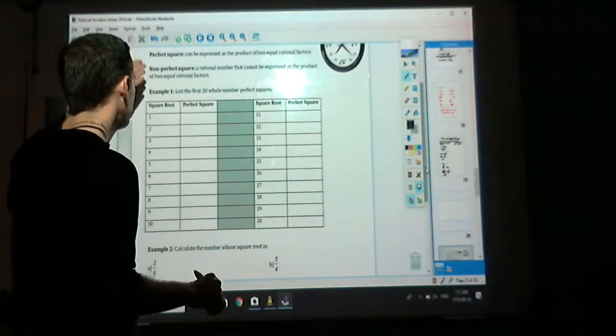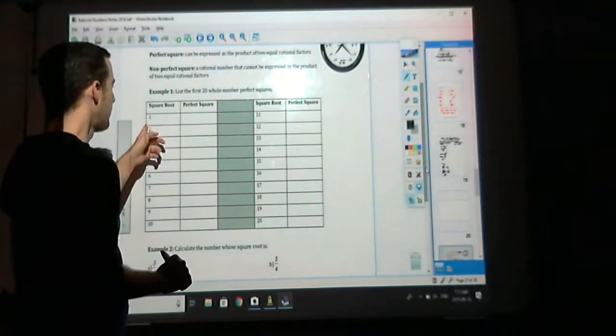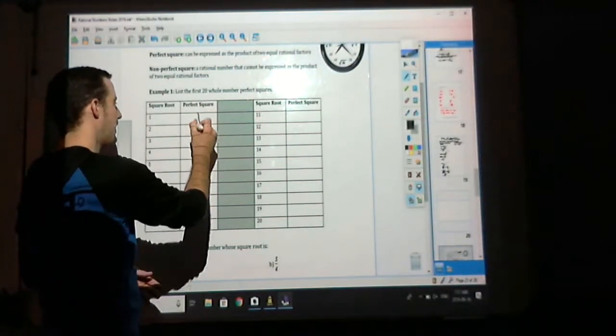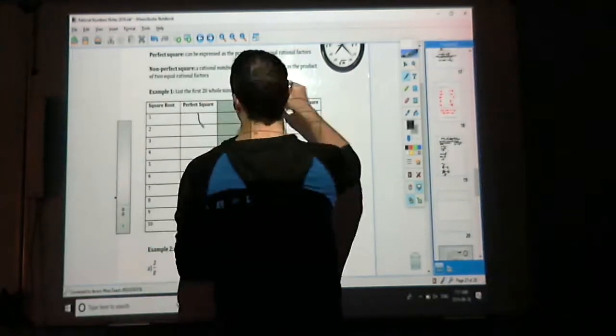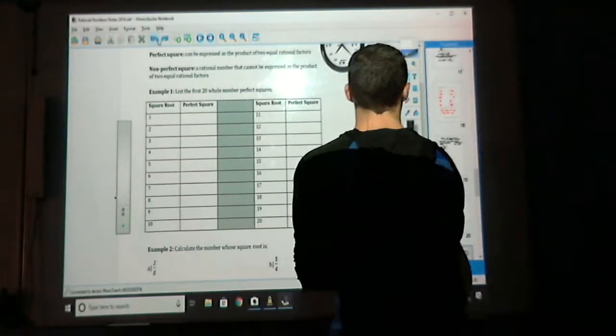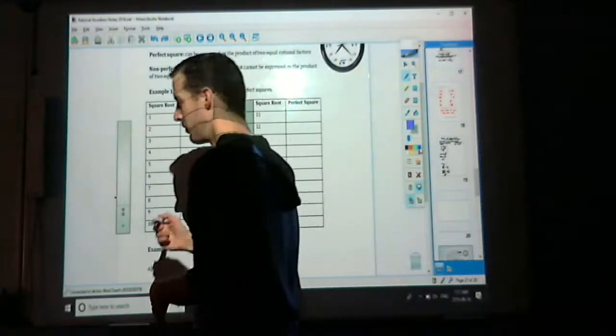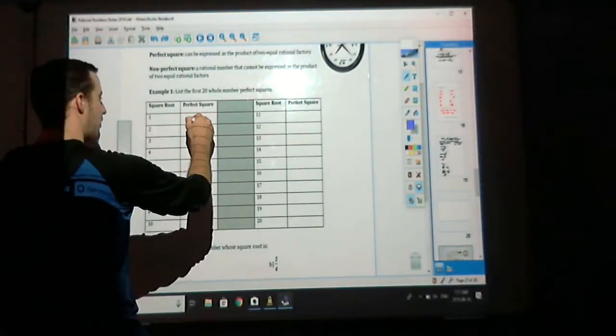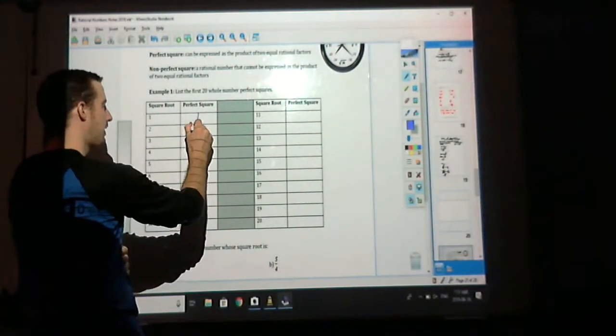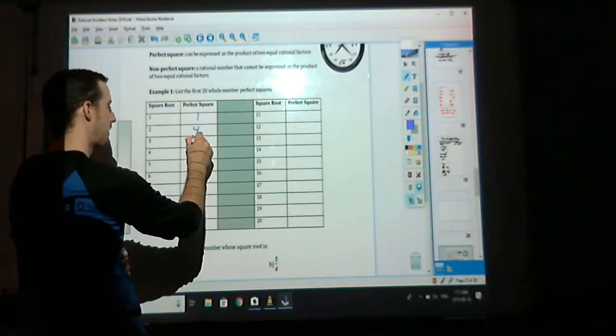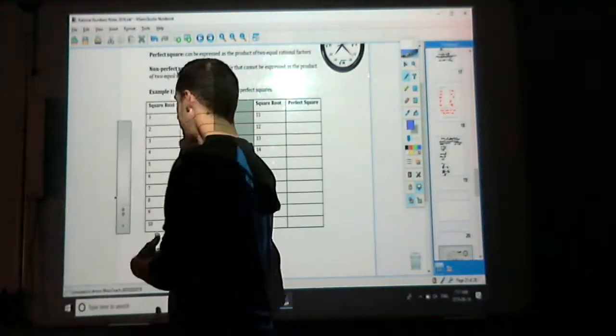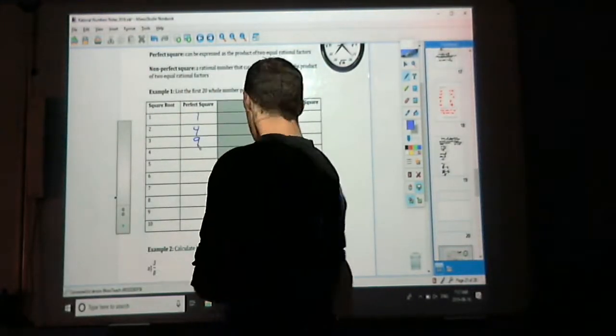Remembering that a square is a number multiplied by itself, so 1 times 1 is 1. I'm going to make this a little bit easier for you guys to see. I'm going to put it in blue. Ooh, fancy. All right, so 1. 2 times 2 is 4. 3 times 3 is 9. And we go like this all the way up to 20.